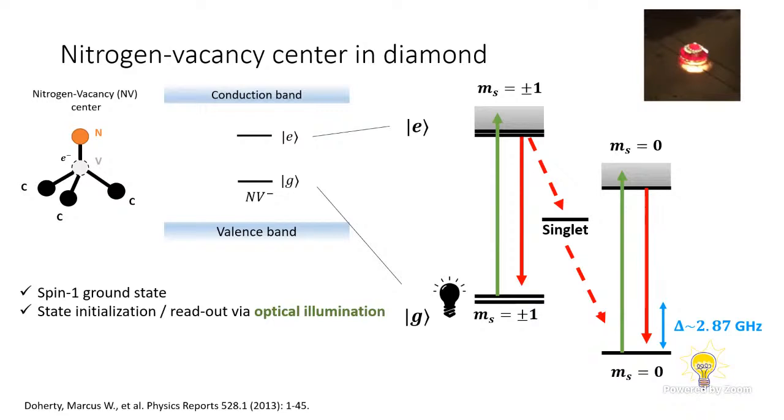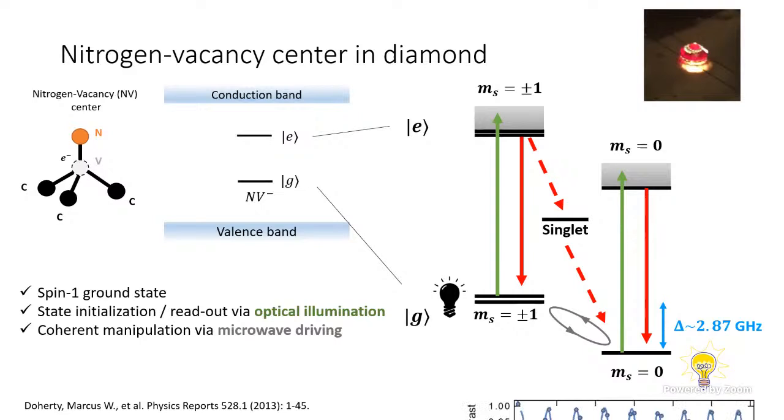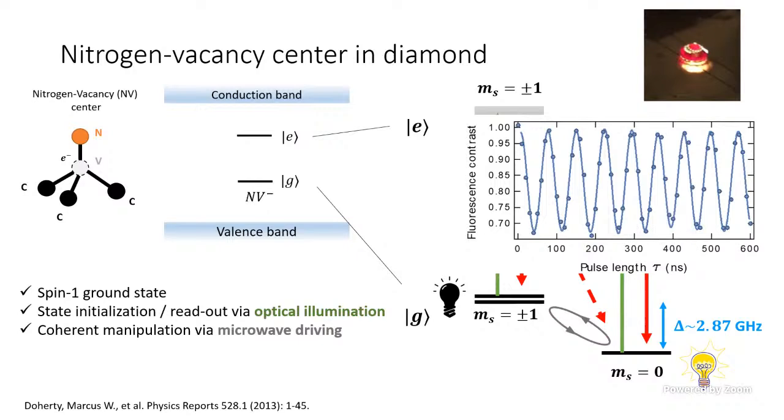So this gives us a way to initialize and read out the spin state via optical pumping. Okay, so once you can polarize it and read it out, you can also apply a coherent microwave to coherently manipulate the spin state between the two levels. For example, this is a Rabi oscillation between the two spin levels, zero to minus one, where with a different duration of the microwave pulse, you can see the fluorescence contrast coherently oscillate from a high level to a low level, which corresponds to the state manipulation from the zero state to the plus one or minus one state.